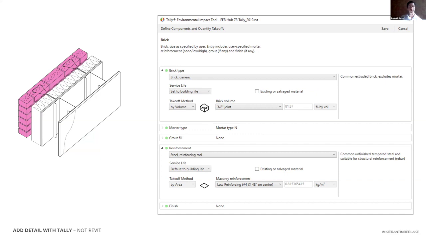So the idea being here is that we are creating a mechanism by which we sort of query the user as they go through their BIM model in the Tally interface to input additional metadata. So you can see this example with brick, where we'll query them for, say, the mortar type, the grout, if there is any reinforcement that would be there, the finish, all those things would otherwise not be modeled when you throw a brick into a Revit model.